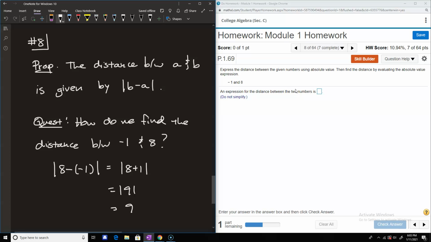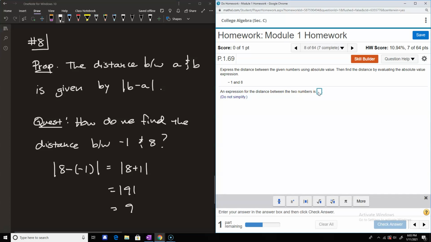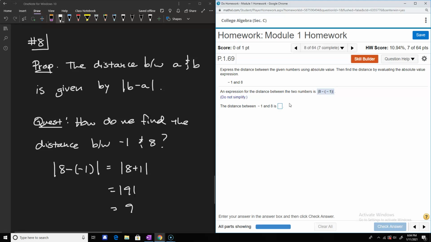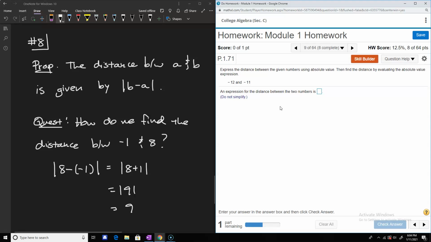For the first thing, they do not want us to simplify, so we're going to write it like we did in the very first step, 8 minus -1 in the absolute value. And then we know when we simplified that, the answer was 9. So pretty straightforward there. Okay, number 9 is very similar, so we'll skip over that one. Same exact process here.